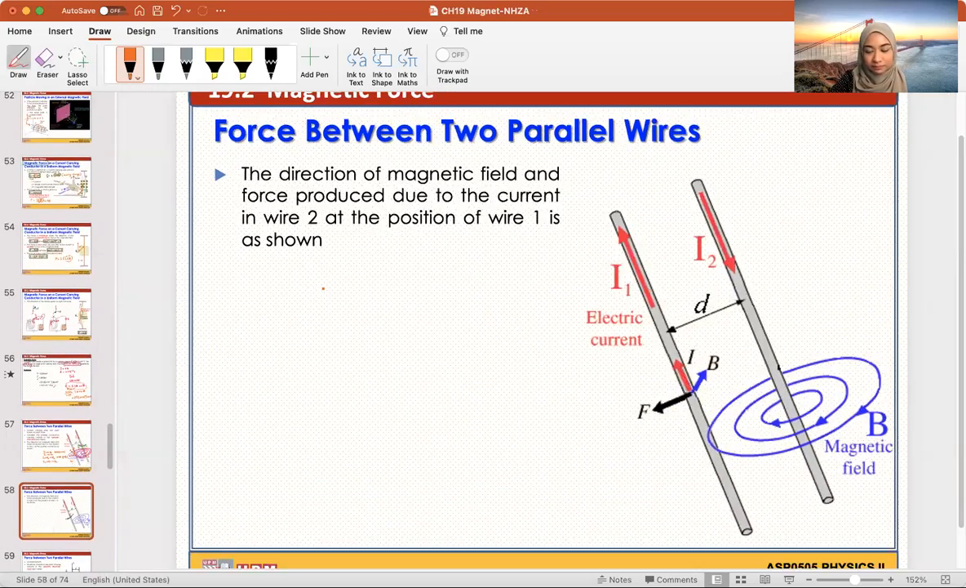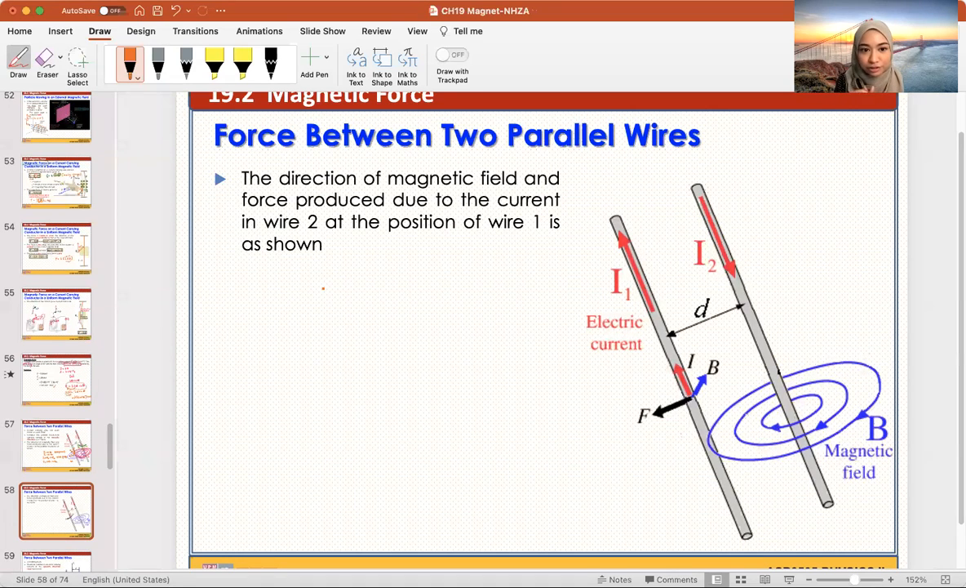Okay, good. So this is what I told you earlier. Conductor number 2 has I2, gives me B number 2. So B number 2 intersects with conductor number 1, gives me B2 over here. This is I1, gives me FB number 1. Okay, so this is what's going on over here.